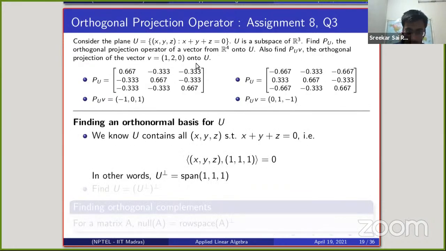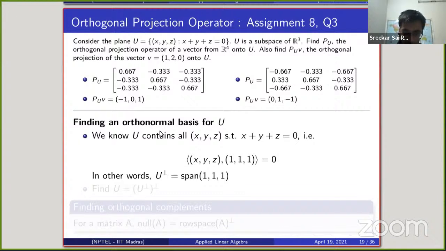Now, how do we find an orthonormal basis for U? The definition of the subspace says x + y + z = 0. This essentially means that the inner product of (x, y, z) with (1, 1, 1) equals 0. This is one way to approach this problem; there are many ways you can do it. So every vector in the subspace U is perpendicular to the vector (1, 1, 1), and once this condition is satisfied, it belongs to U, which means that U perp is equal to the span of (1, 1, 1).